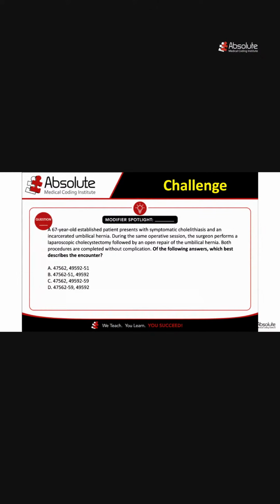Cholelithiasis. Okay, you got me. And an incarcerated umbilical hernia during the same operative session. The surgeon performs a laparoscopic cholecystectomy followed by an open repair of the umbilical hernia. Both procedures are completed without complications.